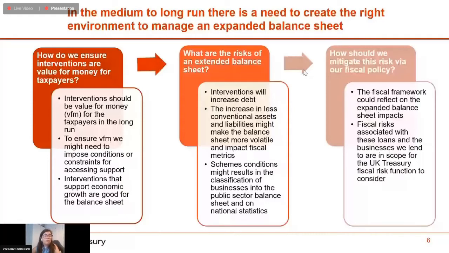So how do we ensure that we mitigate this risk? This can be done with our fiscal policy. And this is where good balance sheet data can meet good fiscal policies, and the two can go together. So the fiscal framework could reflect these expanded balance sheet impacts. This is something that we've done after the financial crisis. Fiscal risk associated with these loans and the businesses we lend to will be in scope for the risk function at the UK Treasury and will be reviewed.